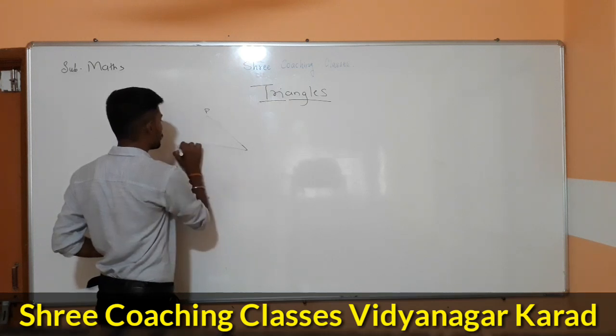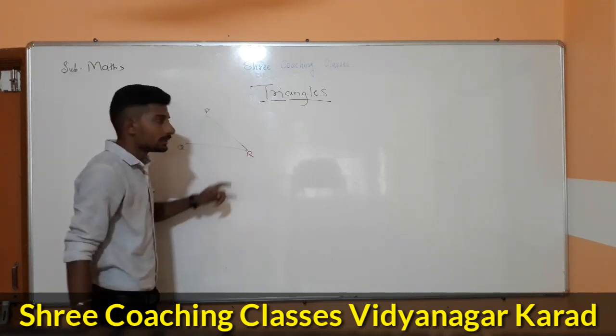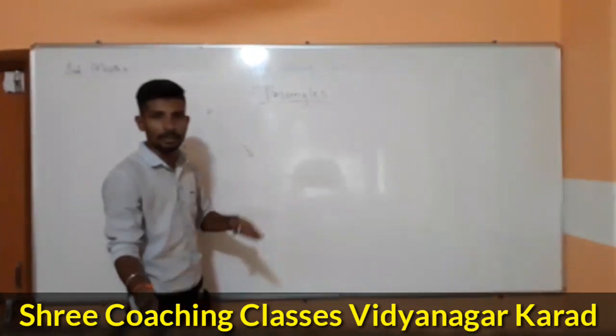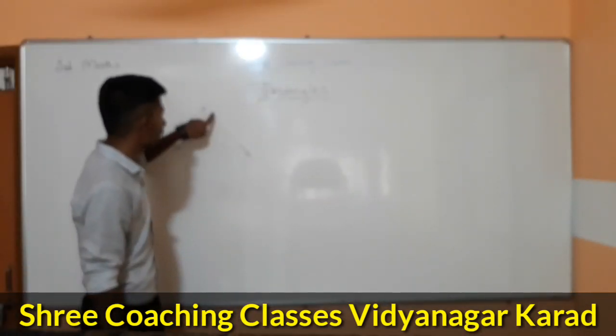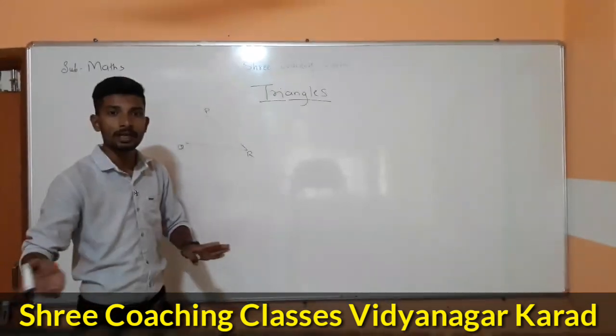PQ R, when the three sides are of different measures. All the three sides, side PQ, side QR and side PR, are of different measures.